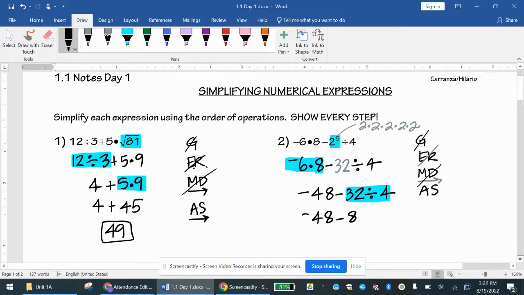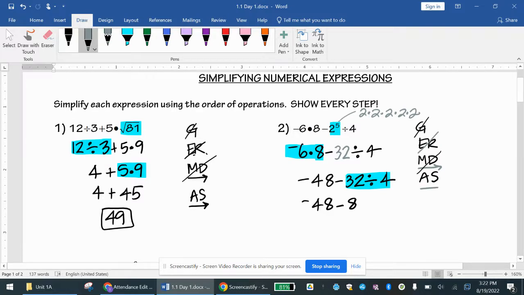Finally, I'm left with only one option. Remember, the last step is always adding and subtracting from left to right, but I only see a subtraction, so negative 48 minus 8 is negative 56.